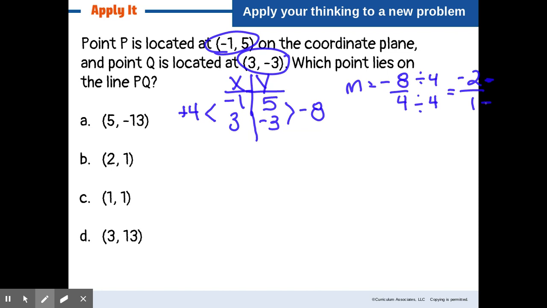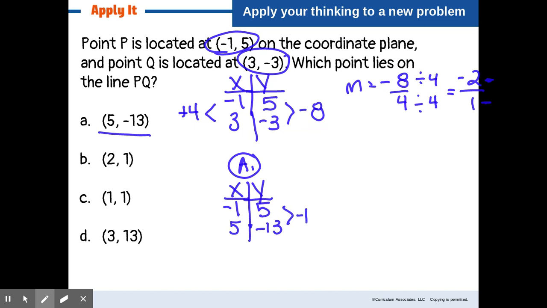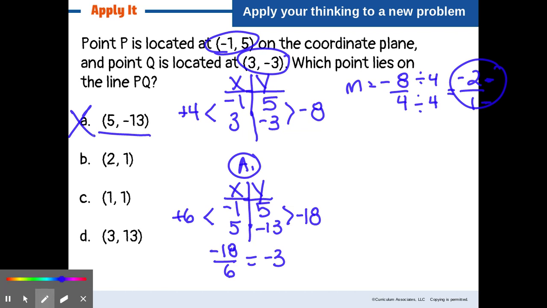So let's look at choice A. I'm going to label it with A, and I'm going to use another xy table, and I have -1, 5, and then I'm going to use 5, -13. So rise over run. So I want to see, how do I go from 5 to -13? I subtract 18. How do I go from -1 to 5? I add 6. So that would be -18 over 6, which you can divide both by 6, and you end up with -3. That is not the same slope as my other 2 points. So A is not correct.